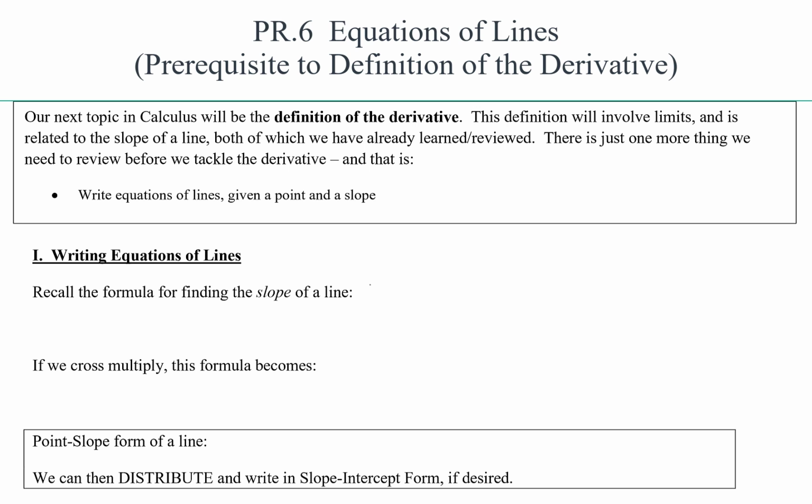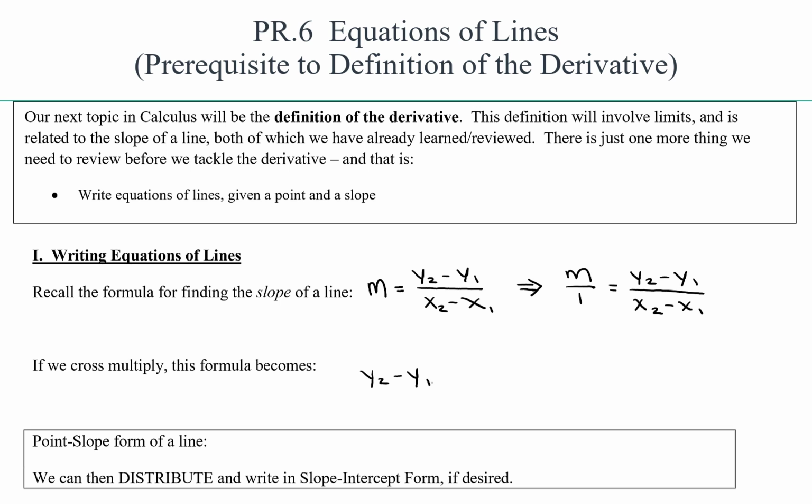1. Writing equations of lines. Recall the formula for finding the slope of a line is m equals y sub 2 minus y sub 1 over x sub 2 minus x sub 1. I've drawn an arrow pointing to the right from my formula for slope, and now I'm writing it as a proportion. I'm writing m over 1 equals y sub 2 minus y sub 1 over x sub 2 minus x sub 1. If we cross multiply, I will end up with y sub 2 minus y sub 1 equals m times the quantity x sub 2 minus x sub 1.